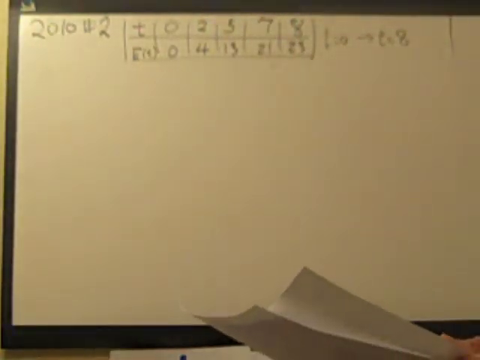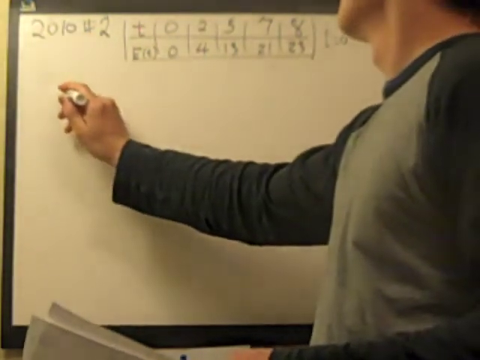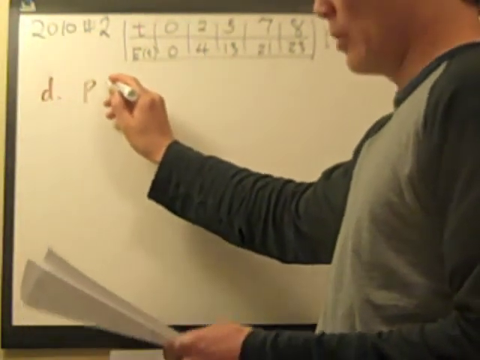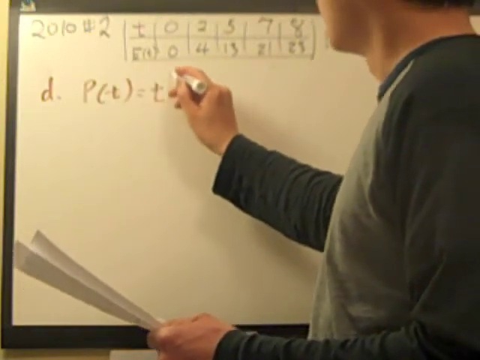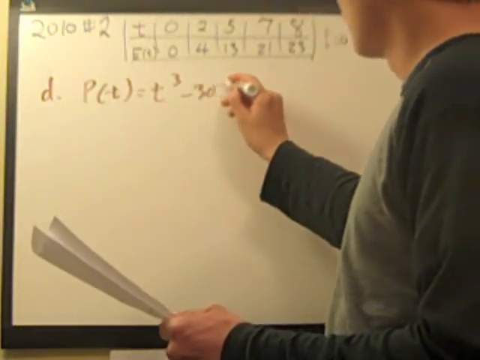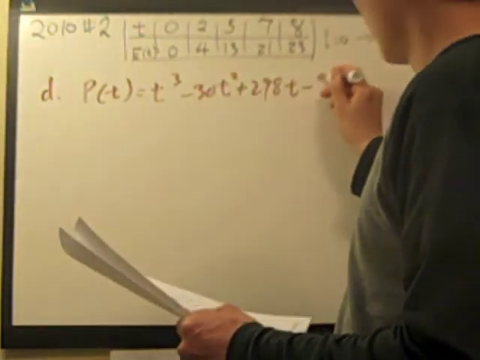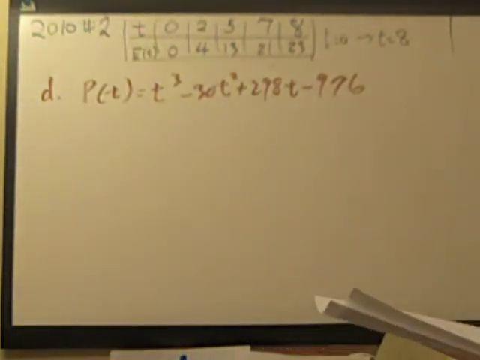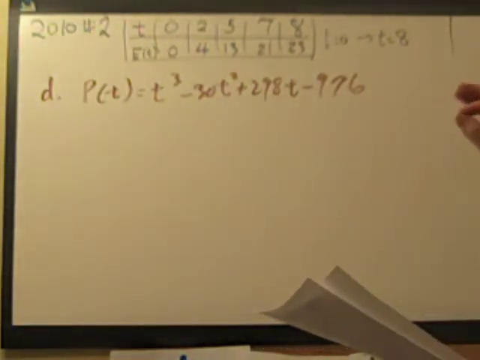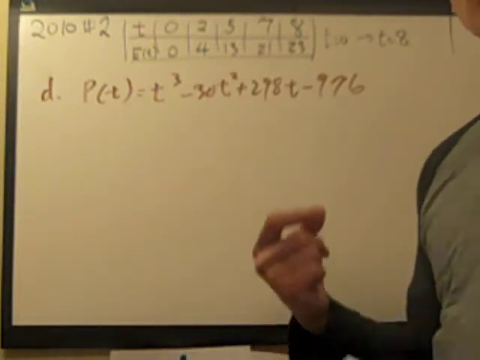Now, part D says, according to the model from part C, and what's the model? The model was P of T is equal to T cubed minus 30T squared plus 298T minus 976. That's the model, that's the rate of processing. And here it says, according to this model, at what time will the entries be processed most quickly?